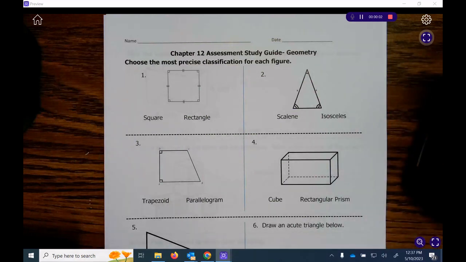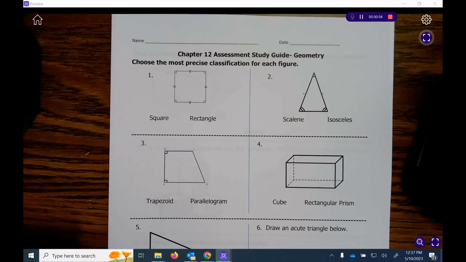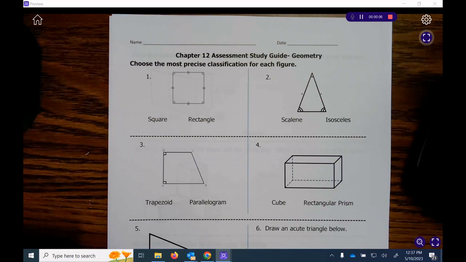Good day, mathematicians. We are going to be going over your Chapter 12 Assessment Study Guide, and the chapter was on geometry. And let's get started.